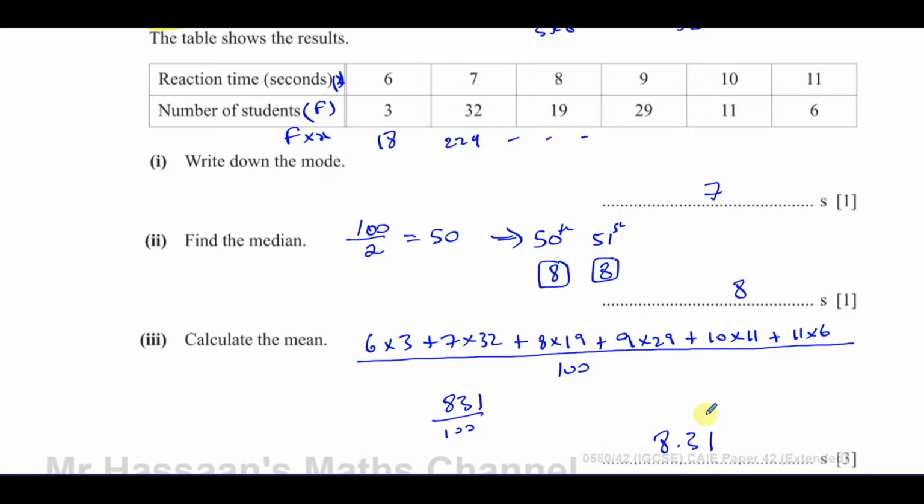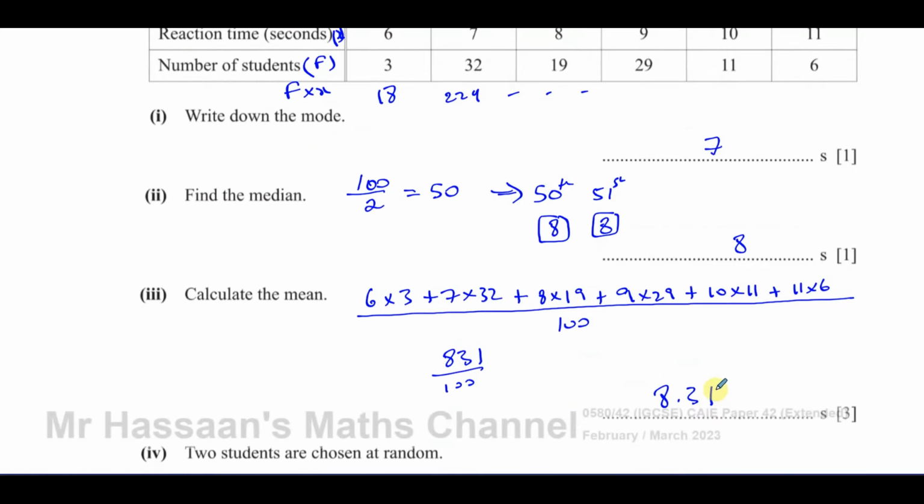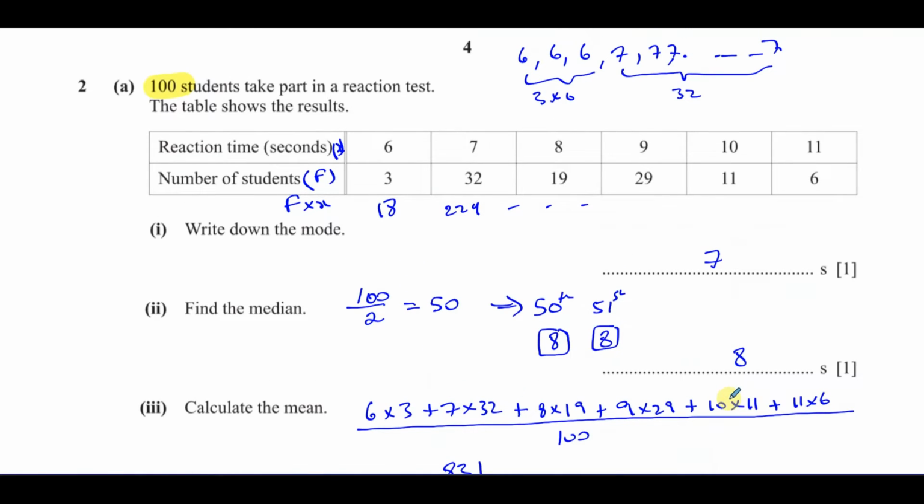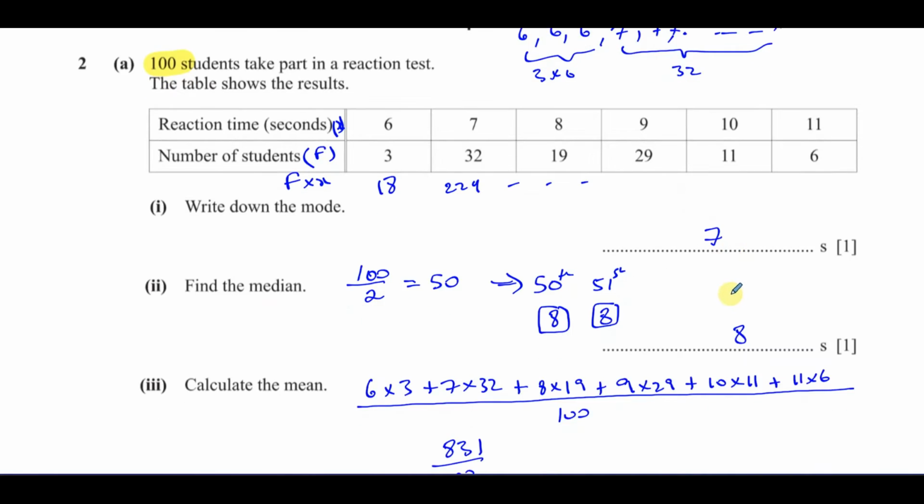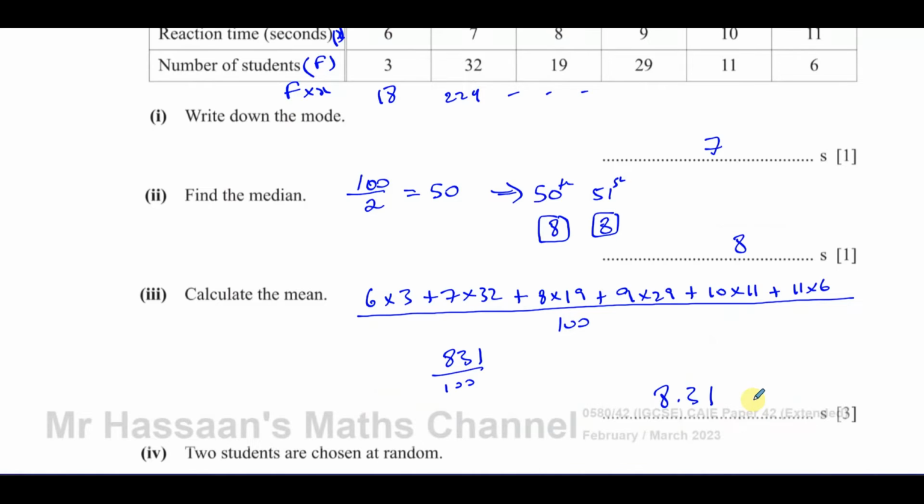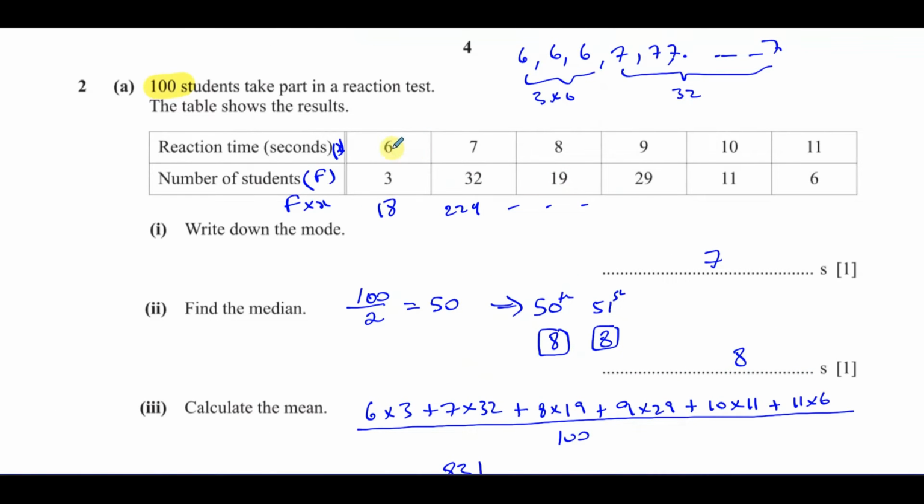8.31. Now, if your mean, mode, and median were numbers which are completely different from these numbers, if it wasn't somewhere between these numbers 6 to 11, then you know you've done something wrong. But now we've got the mode as 7, the median as 8, and the mean as 8.31, and all of them are kind of sensible. They're in between these values, somewhere in the middle of these values.